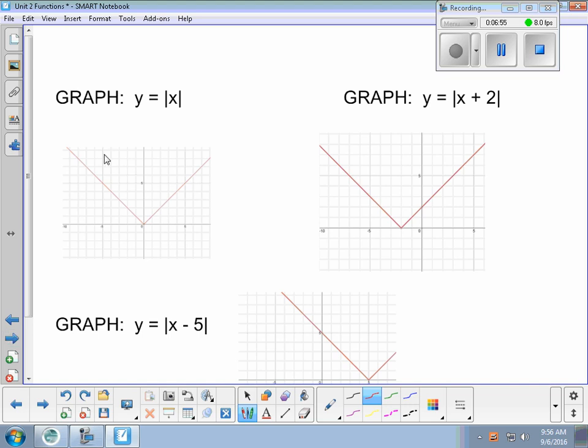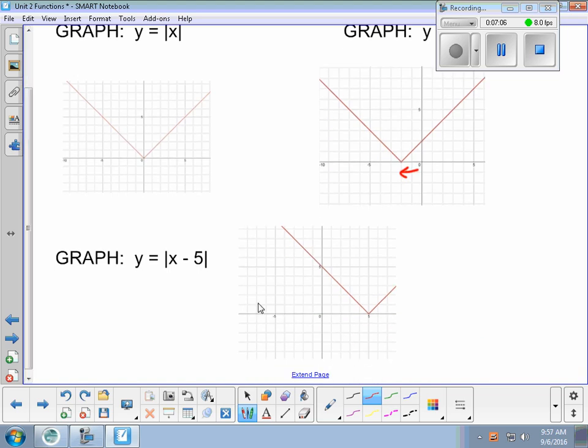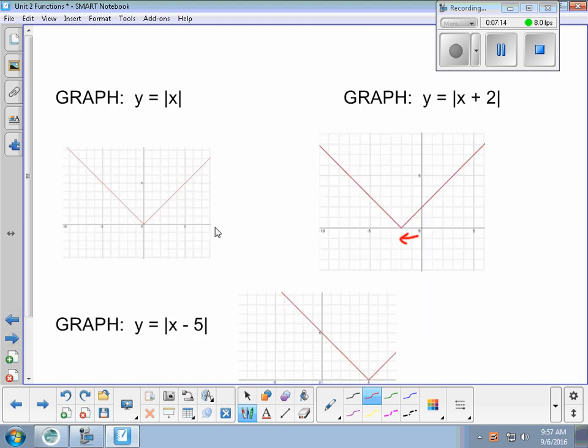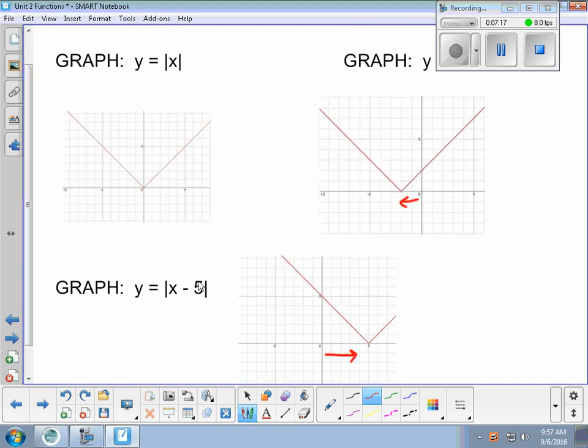So y equals the absolute value of x is still our parent function. Whenever I have y equals the absolute value of x plus 2, it shifts it to the left 2 units. And when I have y equals the absolute value of x minus 5, it shifted it to the right 5 units. So what happens is the number inside changes it the opposite direction. So y equals a times the absolute value of x minus h, plus k. The opposite of h is the direction it's going to move.